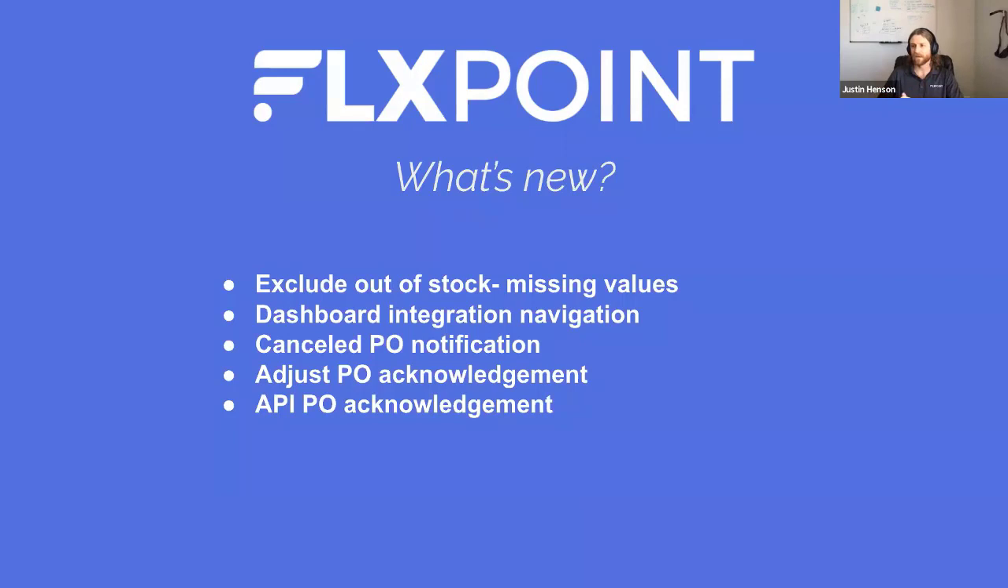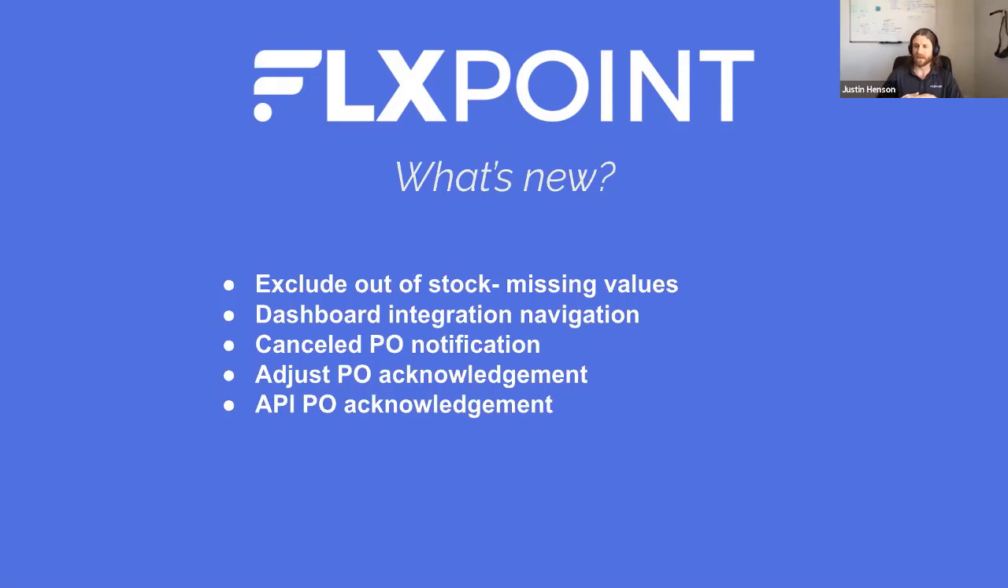So one of the bigger ones here is excluding out of stock products in our aggregate rules. We modified this to update how we use that if there are missing values for out of stock products. So I'll get into an example of that. We've upgraded our dashboard integration navigation, so it's a little bit easier to get into your navigations, cutting down on those clicks to get into where you need to go to make any changes.